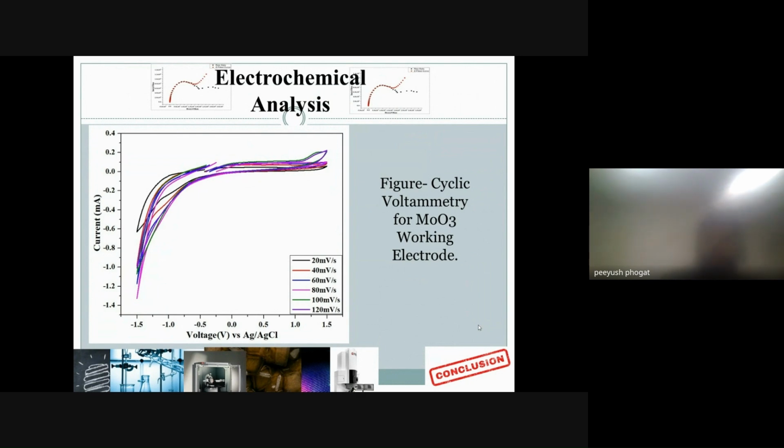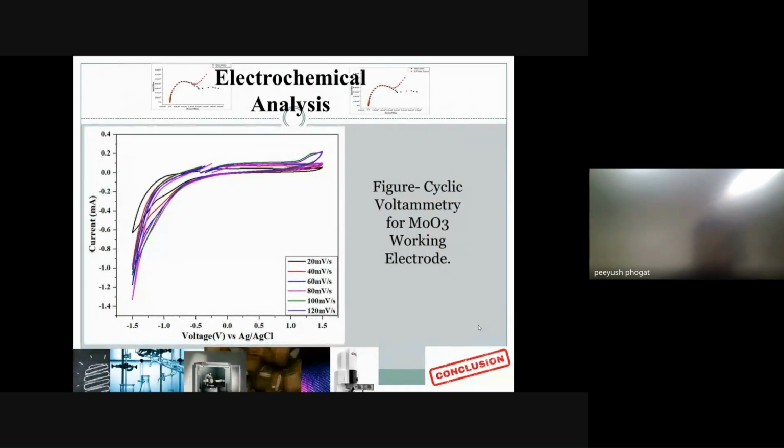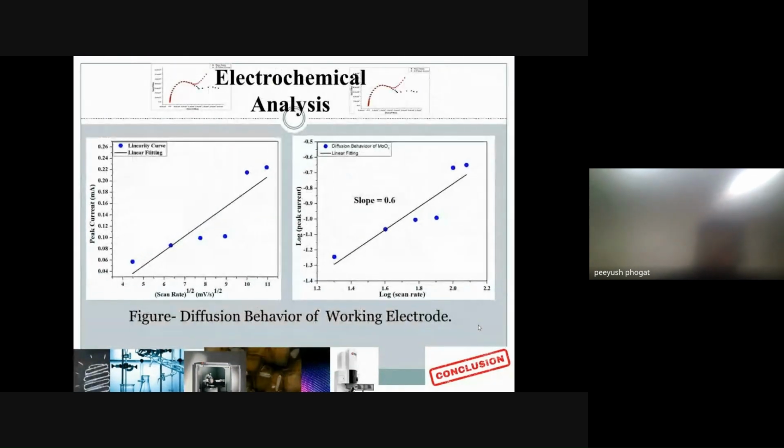But in this case, due to the dual morphology, the nanorods will form enhanced charge transfer behavior, whereas nanospheres will make the system stable, formulate only a reduction peak and create enhanced charge transfer behavior. The diffusion behavior was also confirmed for the material. As you can see in the right figure, the slope came out to be 0.6 for log of scan rate and log of peak current.